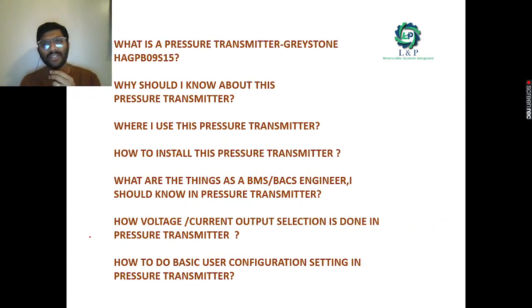So in our session, what are the things that we are going to discuss? First of all, we should know what this pressure transmitter is. Why should I know about this pressure transmitter? Where can I use it? How to install it? And what are the things that, as a BMS or building automation system engineer, we should know about it? Most importantly, in most instruments, the physical quantity that we convert can give an electrical output in two forms, either voltage or current. First of all, we should know how to change those modes inside the instruments we are using, and what basic configurations we need to do in this pressure transmitter.